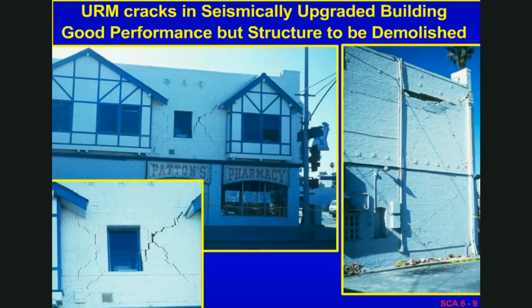Here's an example of a good performing unreinforced masonry building that has been tied together, or so-called retrofit, for occupancy in California, and survived the Northridge earthquake quite well. All the occupants that were in the second story got out. No one was hurt. The building was deconstructed afterwards because it was too expensive to repair.